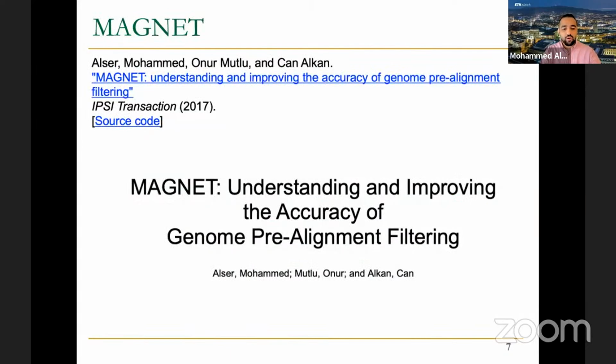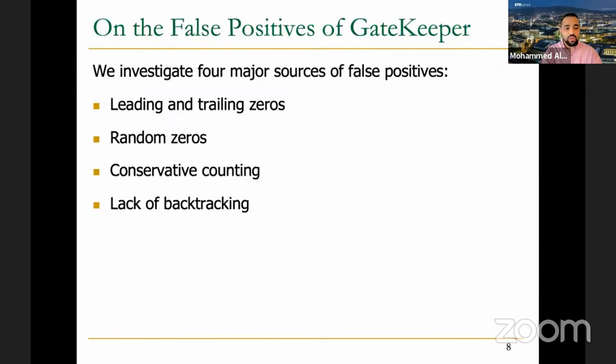Okay, so let's go quickly over Magnet. In Magnet, we try to analyze the accuracy of GateKeeper, and we focus on false positives. What do we mean by false positives? False positives are the things that we falsely accept. So they are dissimilar, but the filter says that these are similar sequences.